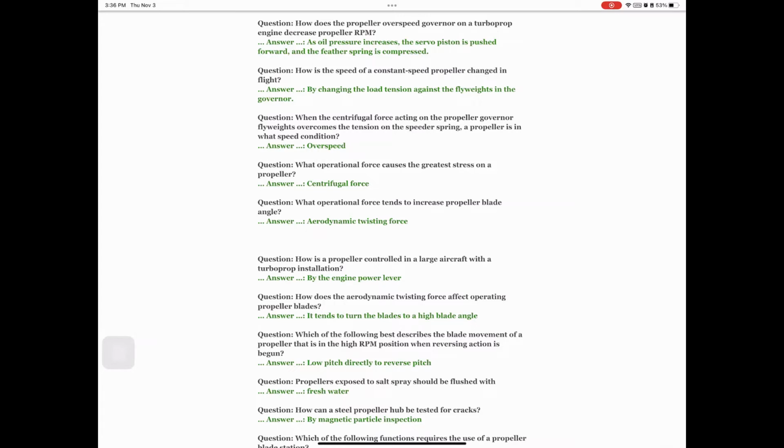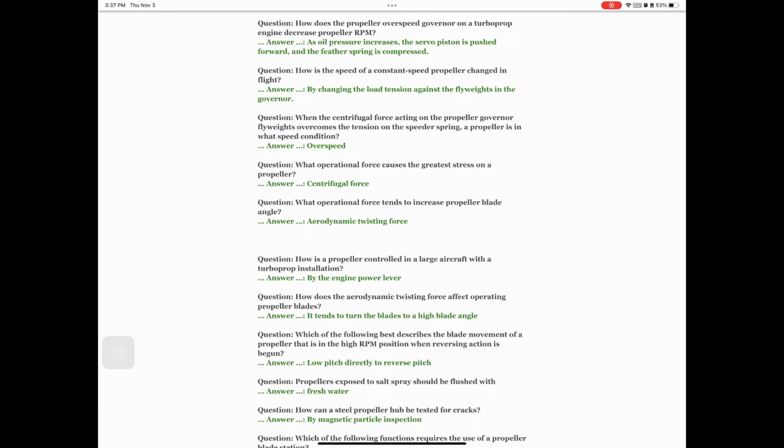Question: how does the aerodynamic twisting force affect operating propeller blades? Answer: it tends to turn the blades to a high blade angle. Question: which of the following best describes the blade movement of a propeller that is in the high RPM position when reversing action is begun? Answer: low pitch directly to reverse pitch.